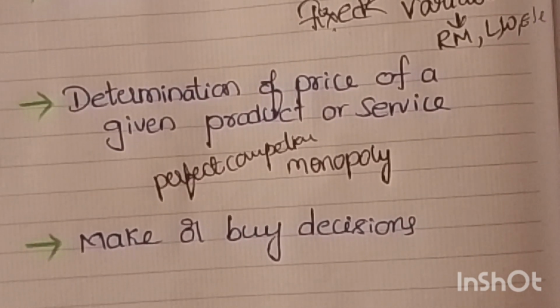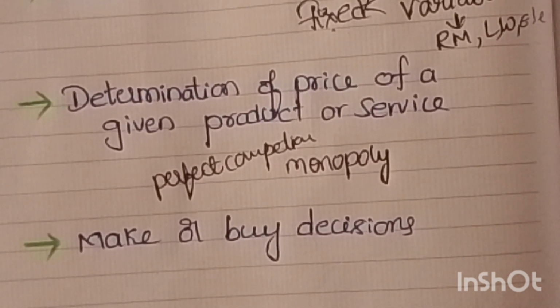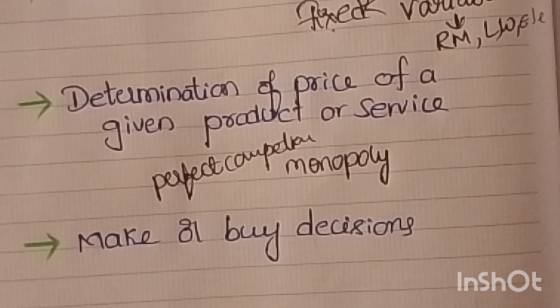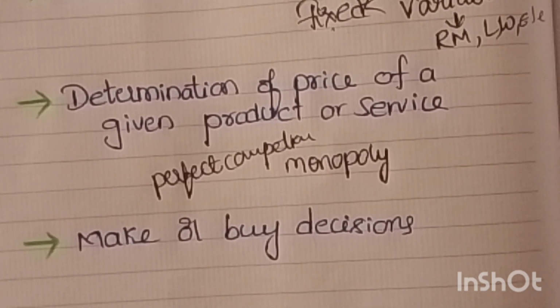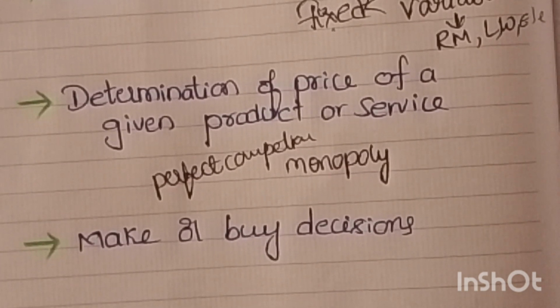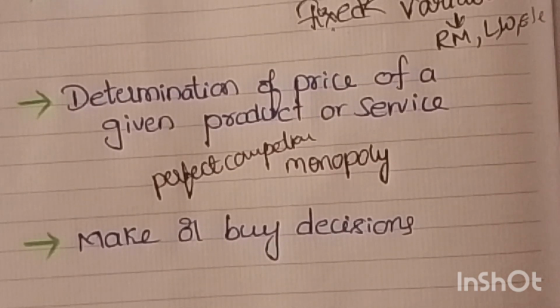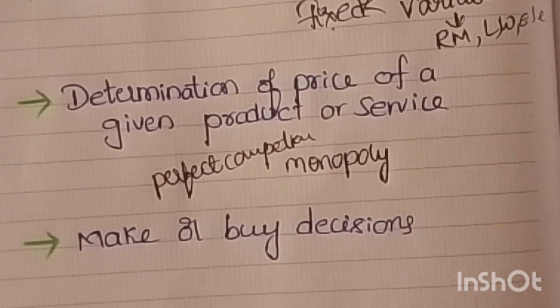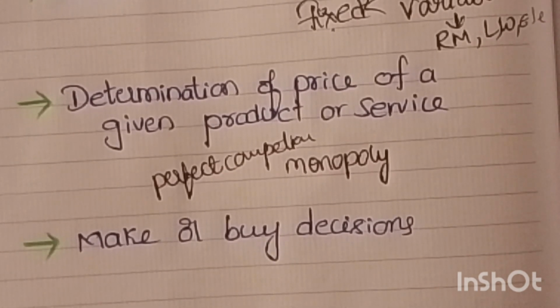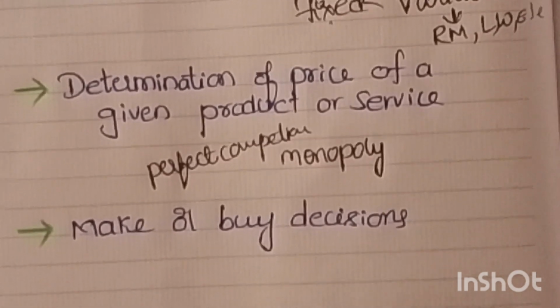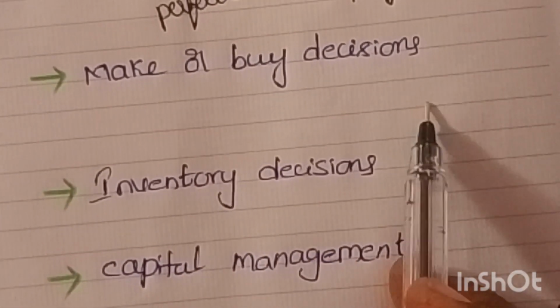So in this kind of market condition, if we increase the price of the product, no buyer will purchase from us. Okay, they go for another seller. So here the price fixation depends on a number of factors. Okay, based on these factors we will decide the prices of a particular product or service. Okay, and the next one is make or buy decision.